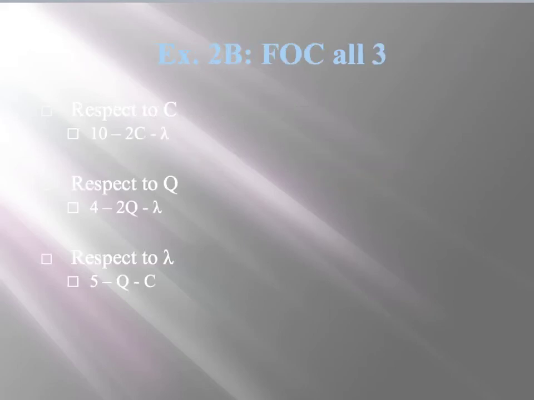Step 2, get the first order condition with respect to all 3 of the variables, the first, the second, and then the lambda term. So here we're going to do it first with respect to C. If you take the Lagrangian function, with the utility function and the budget constraint in there, and you take the partial derivative with respect to C, you should get 10 minus 2C minus lambda. If you do it with respect to Q, you should get 4 minus 2Q minus lambda. And then if you do it with respect to lambda, you should get 5 minus Q minus C.